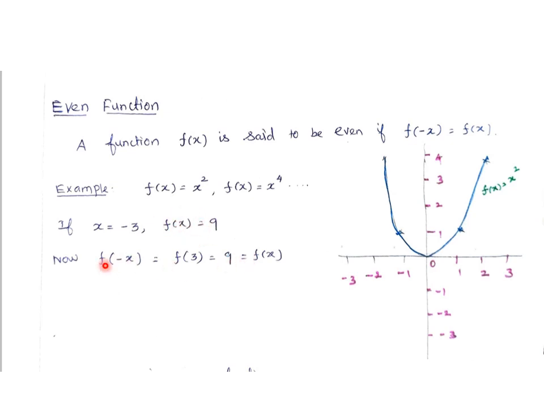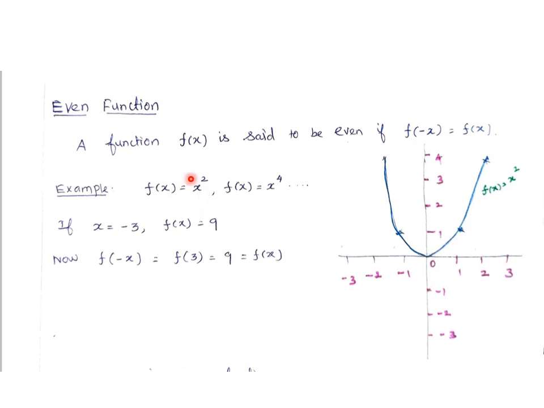Therefore, f of minus x equal to f of x. Since this function f of x equal to x square satisfies the condition f of minus x equal to f of x, it is an example for an even function. This is the graph for the even function. Similarly, we can prove f of x equal to x power 4. For the positive powers also, for the positive values, if you are taking x equal to 3, then also we can get f of minus x equal to f of x.